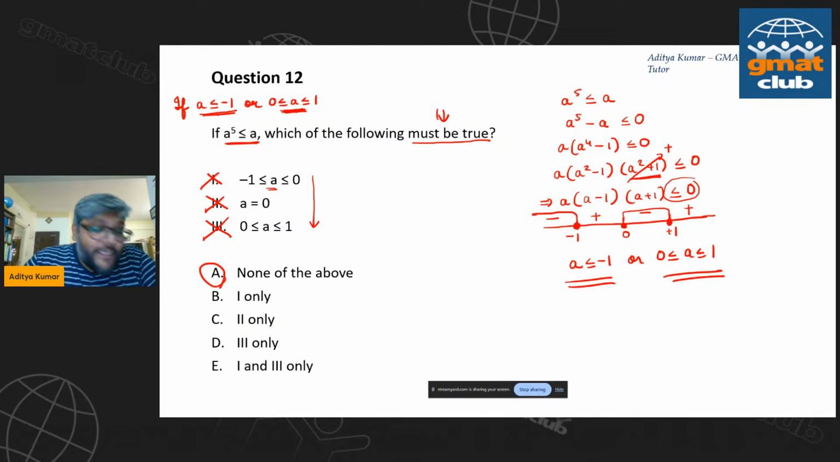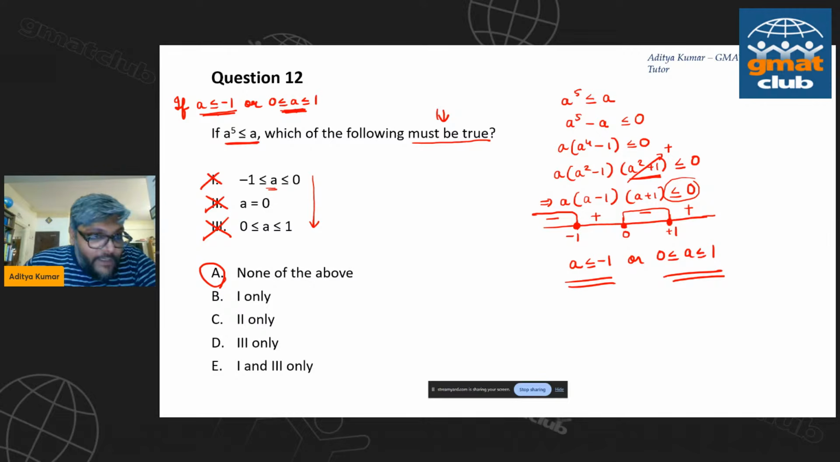Yes, that is what I'm saying, Rachita. Right? For anything to be true always, it should cater to all possible values that the constraint gives you. Understood?